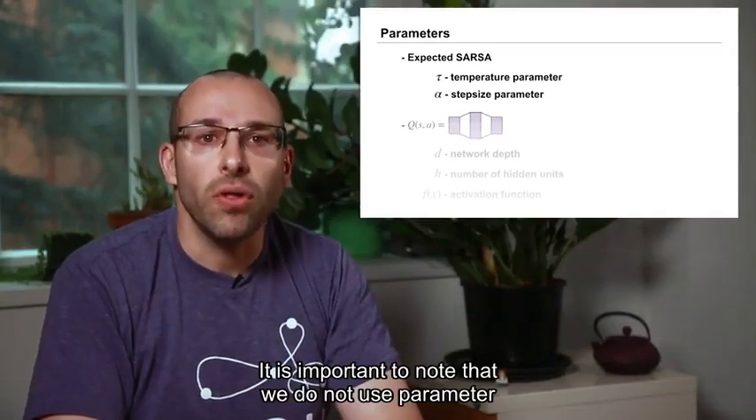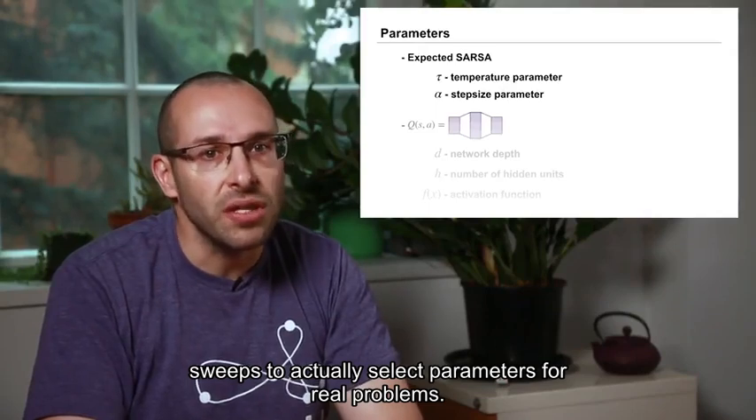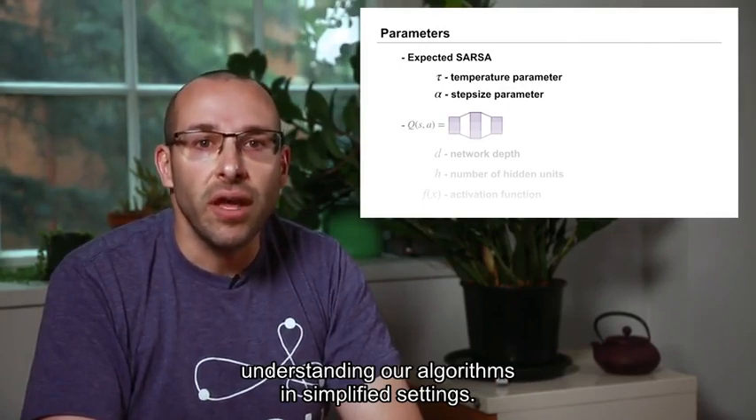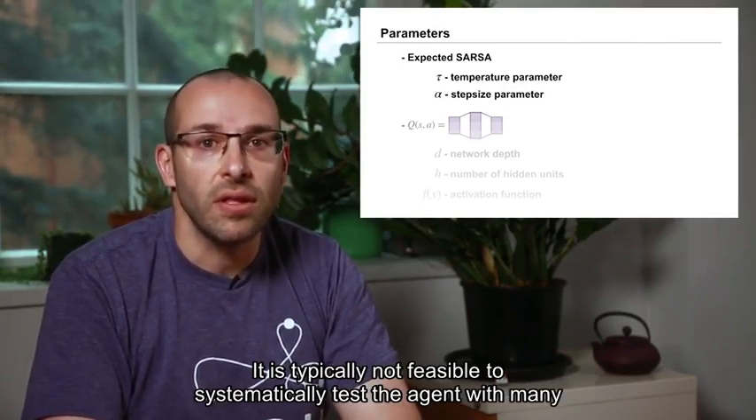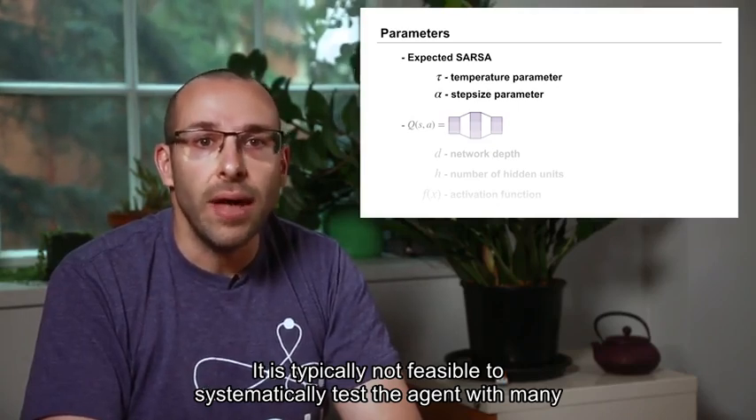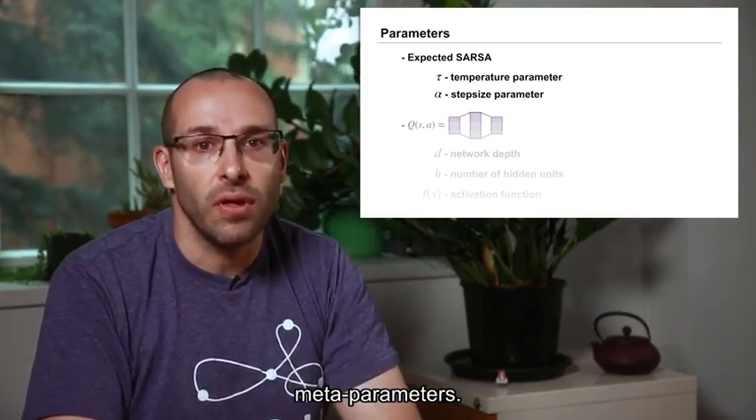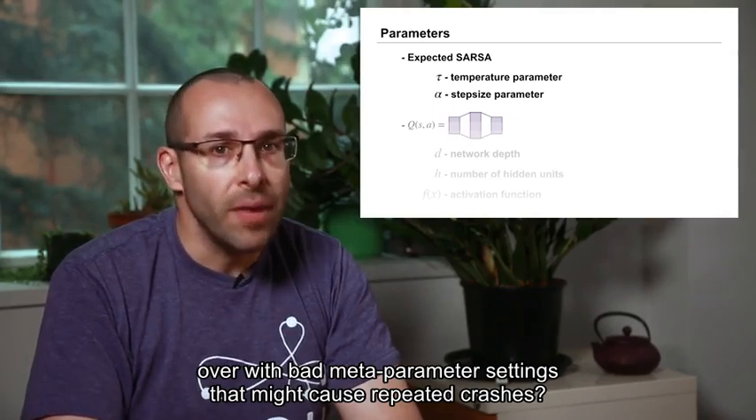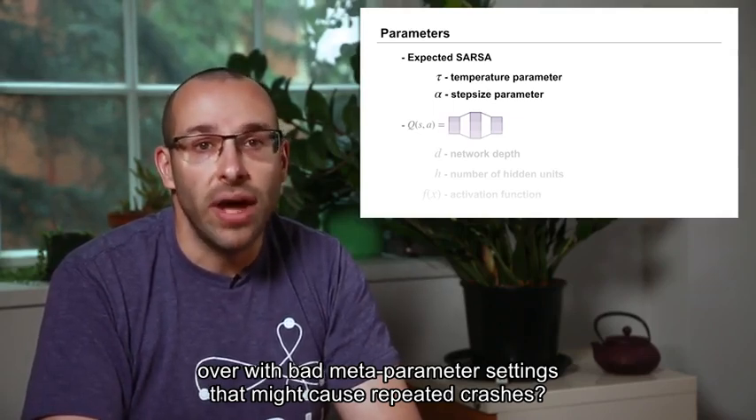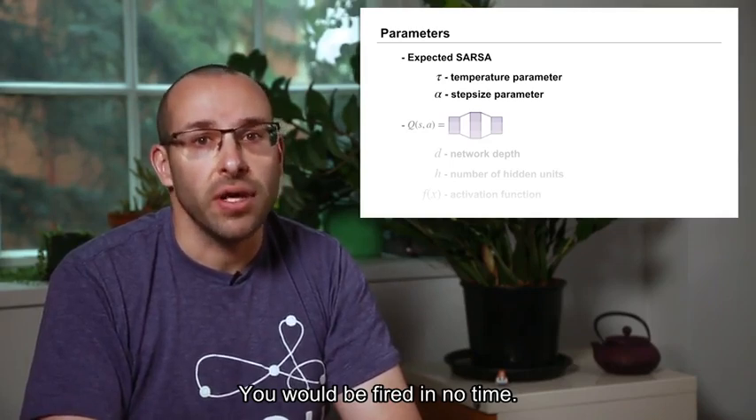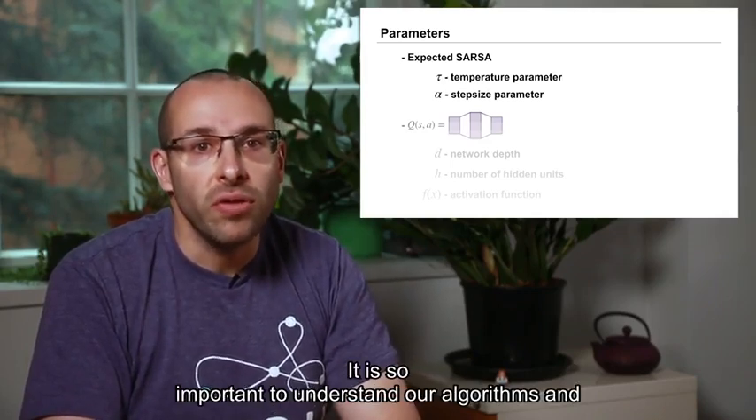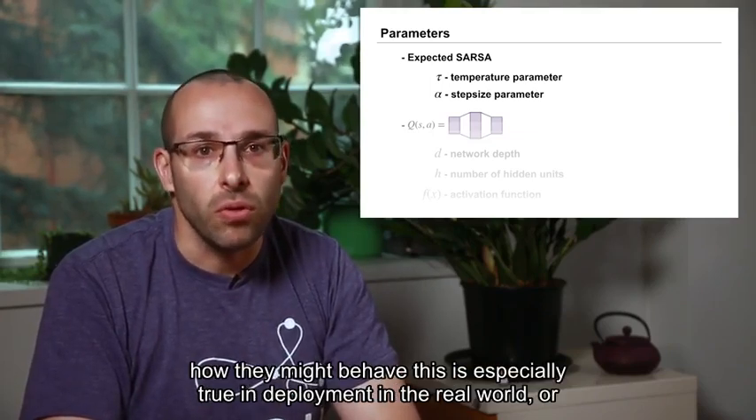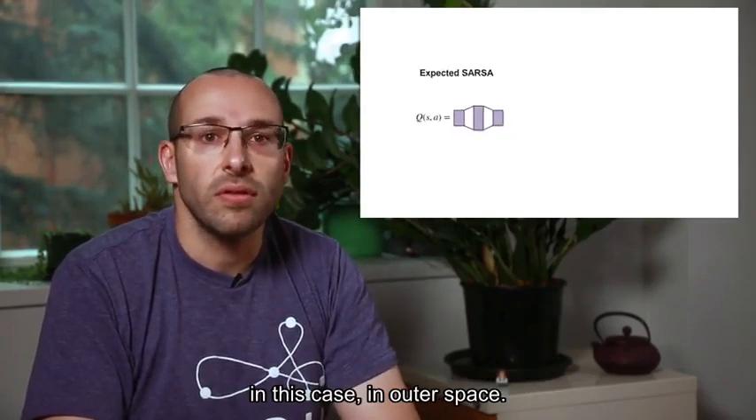It is important to note that we do not use parameter sweeps to actually select parameters for real problems. Rather, this is a strategy for understanding our algorithms in simplified settings. It is typically not feasible to systematically test the agent with many metaparameters. How can we test landing the module on the moon over and over with bad metaparameter settings that might cause repeated crashes? You would be fired in no time. It is so important to understand our algorithms and how they might behave. This is especially true in deployment in the real world, or in this case, in outer space.